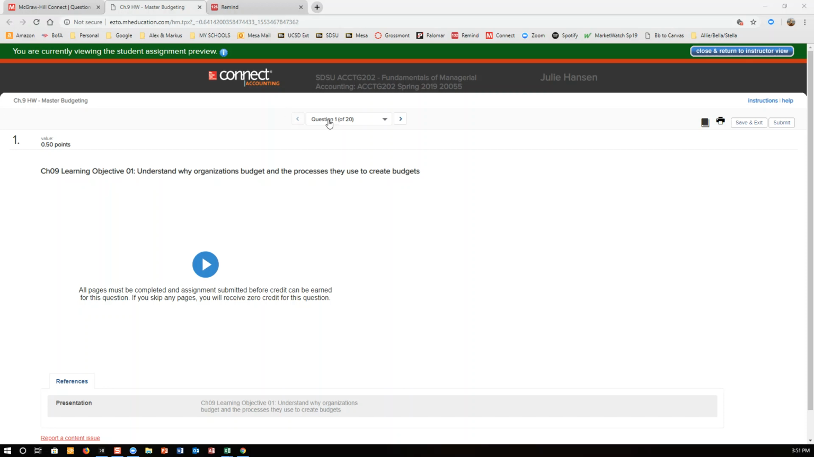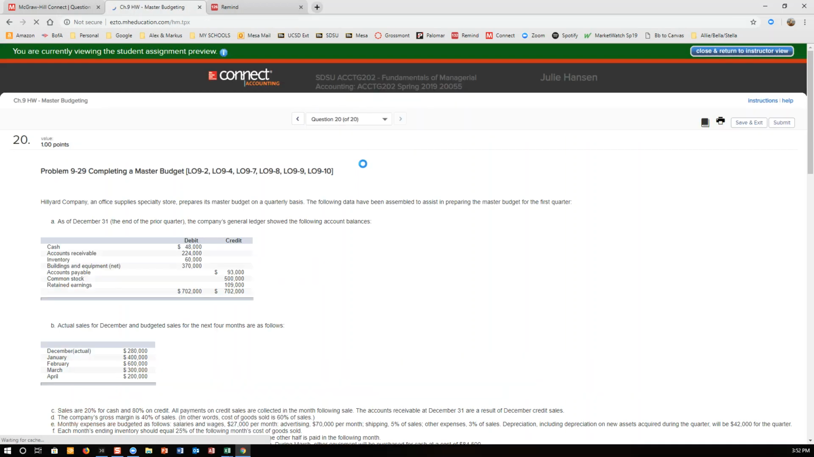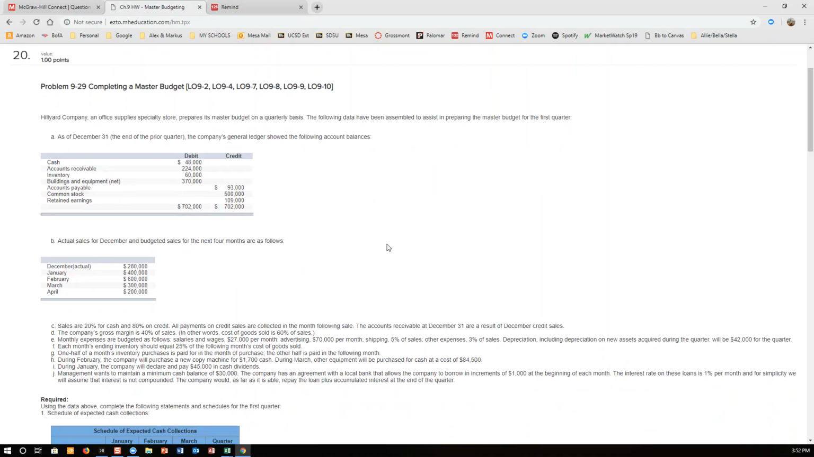Hello, this is problem 9-29, which is from chapter 9, obviously, and I'm going to attack the last problem, which is the hardest one, and hopefully you'll be able to see and translate this to where information comes from and where it goes through, remembering that we are doing a master budget, which turns out to be a highly useful instrument for many different reasons.